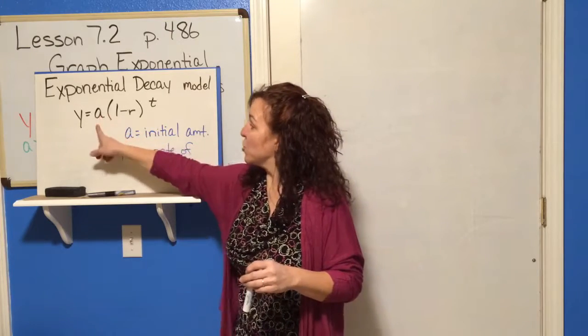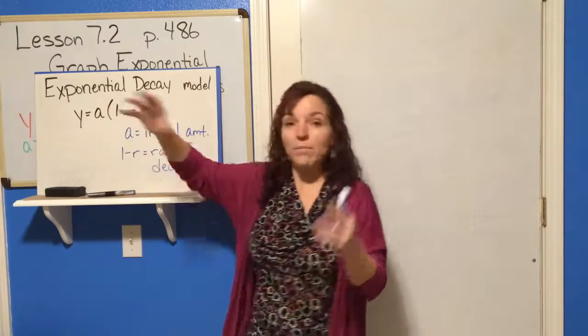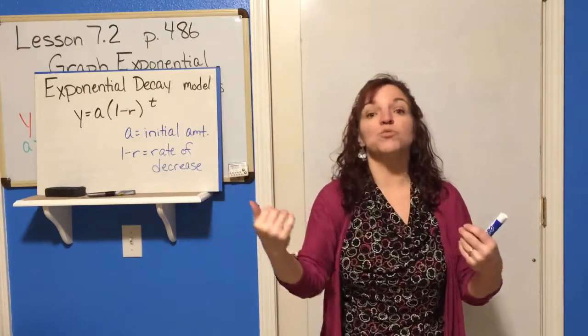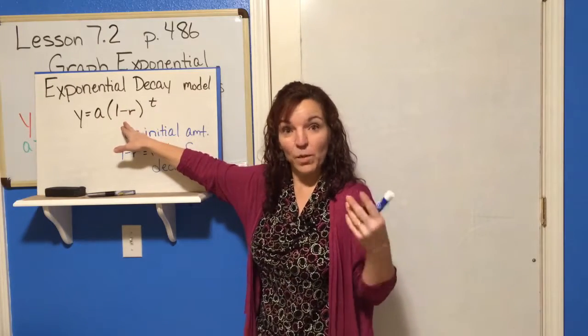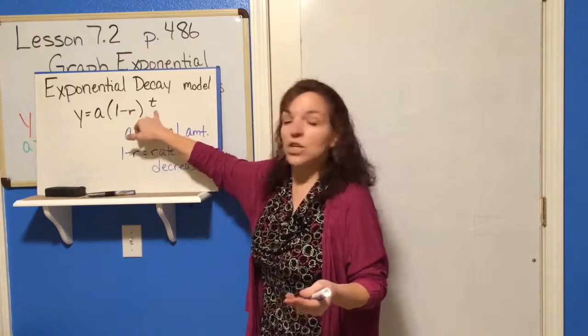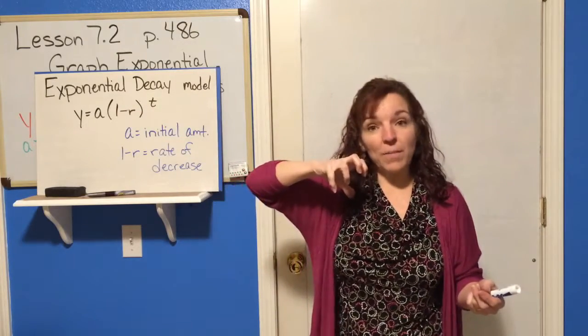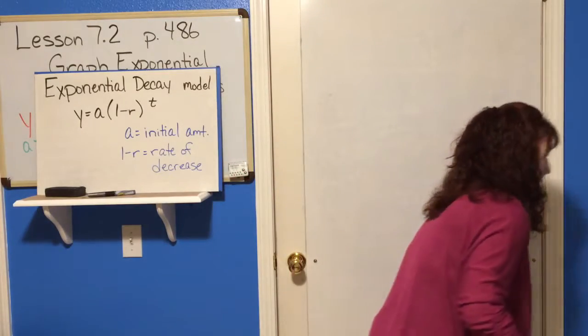So what's happening is you start with your initial amount, whatever you start with, and then you take 1 because that's the amount you started with, and you subtract the rate of decay instead of a rate of growth. So that's why you subtract it instead of adding it. And then raise that amount to the power of how many years you have. This is t in years. Okay, let's show you what I mean.